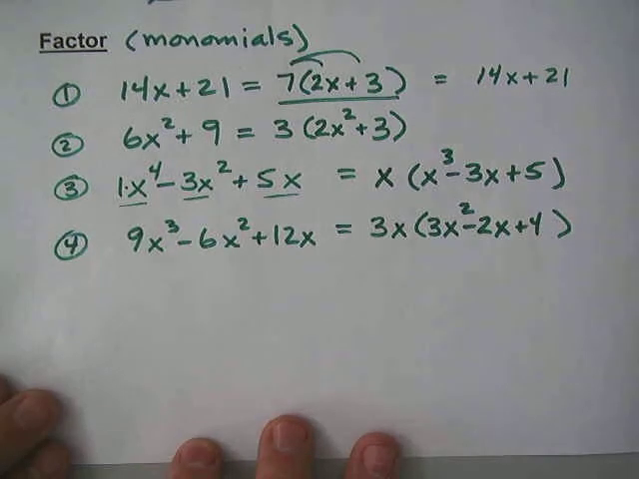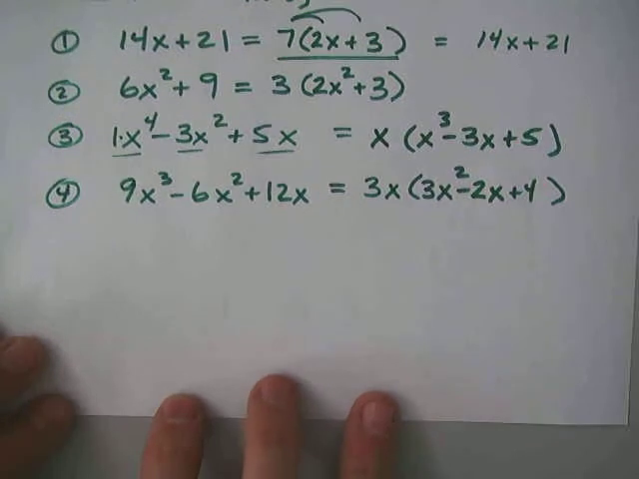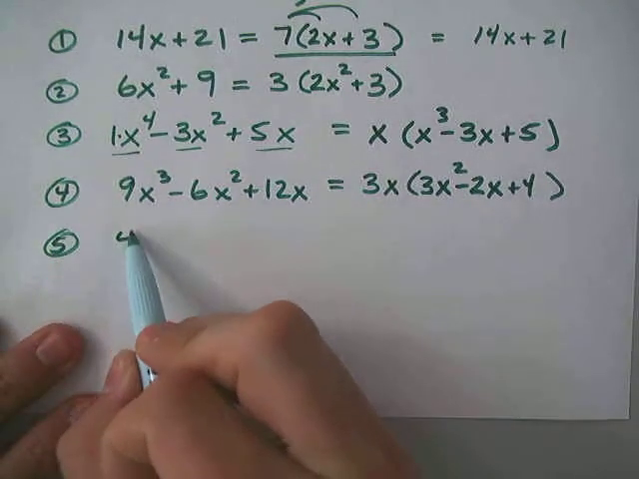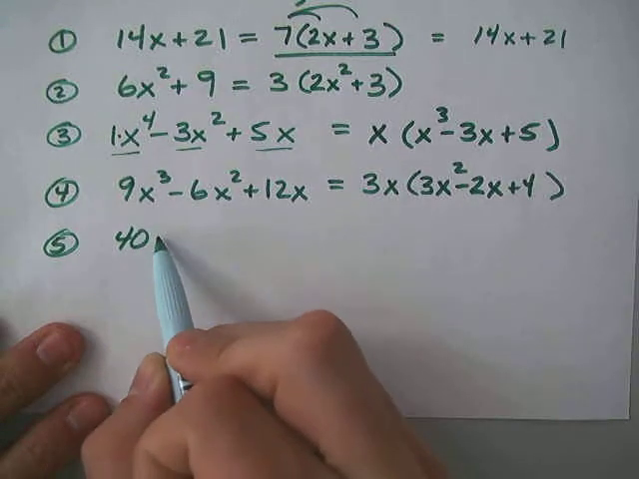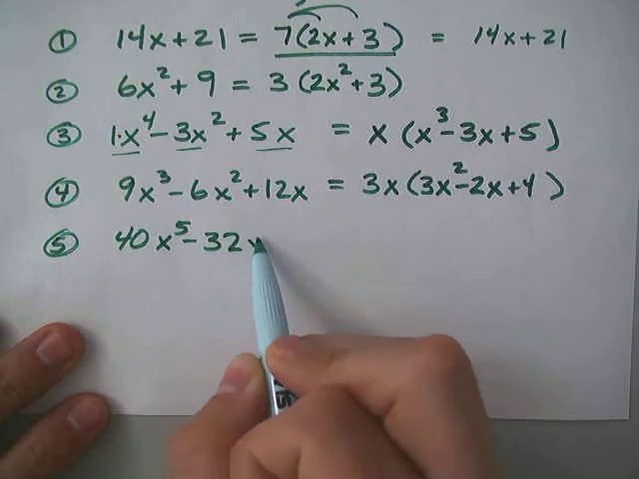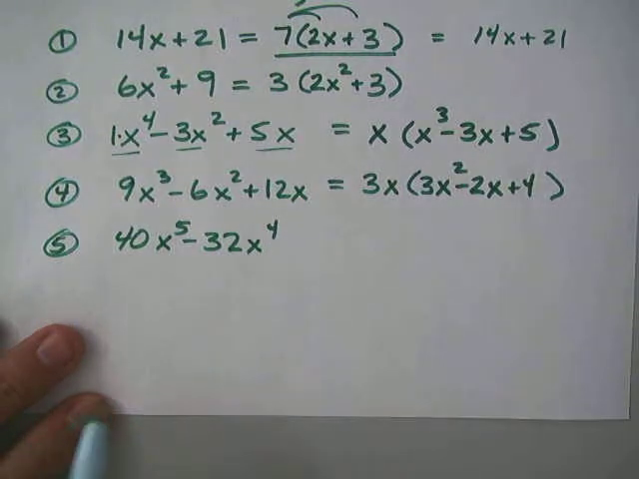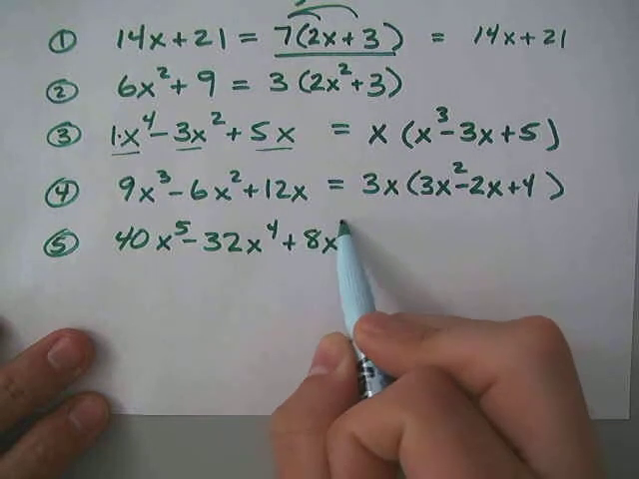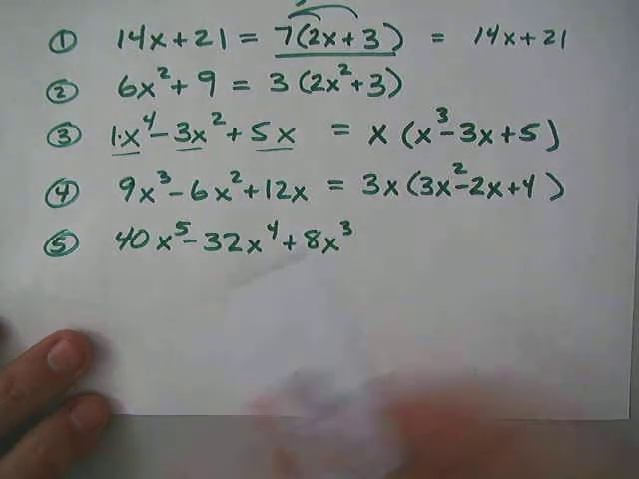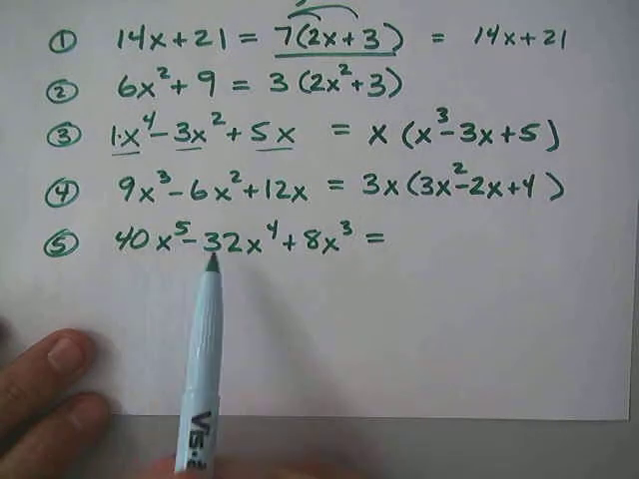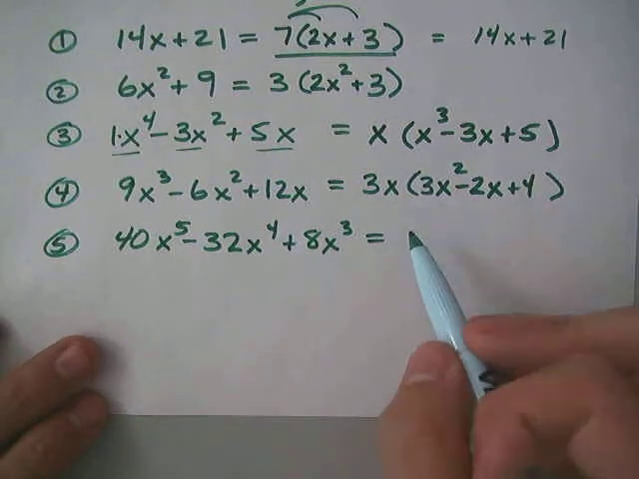So let's just try one last one. See if we get it. So 40x to the 5th minus 32x to the 4th plus 8x to the 3rd. All right, so let's look at our numbers. What is the largest number that will divide into all three of these? Well, it's 8, so I'll put an 8 here.